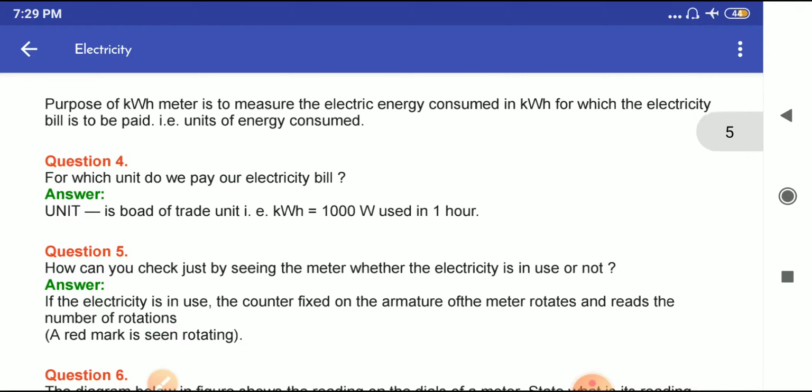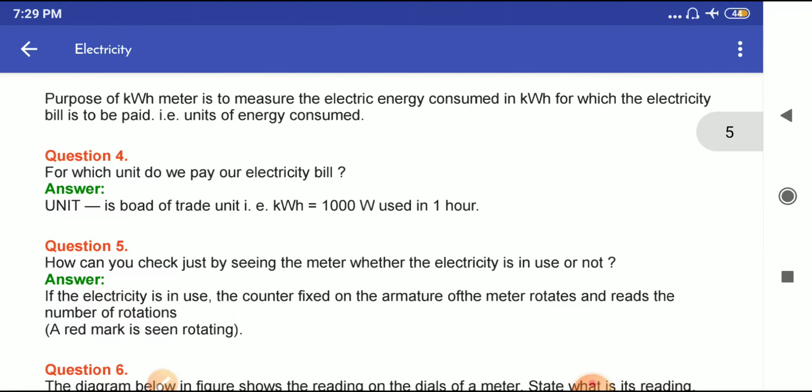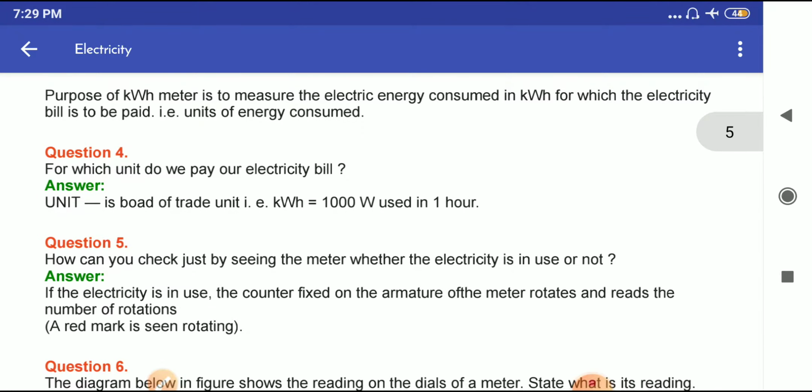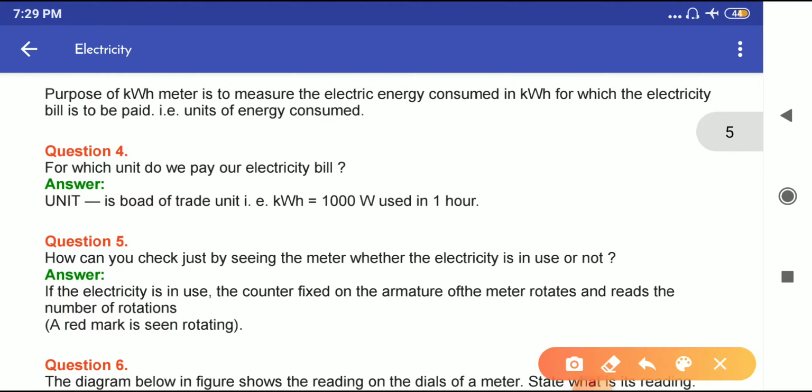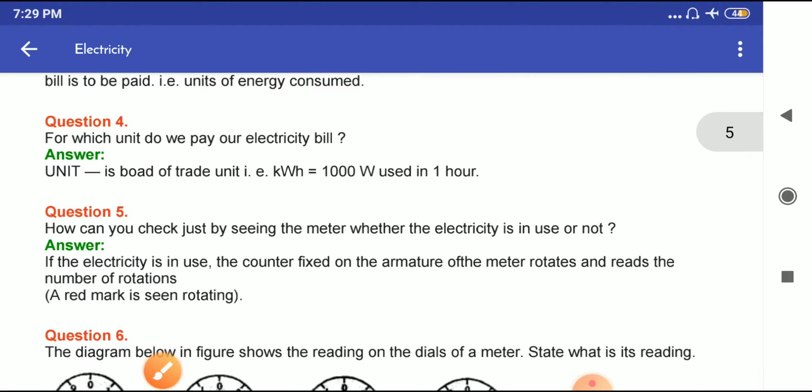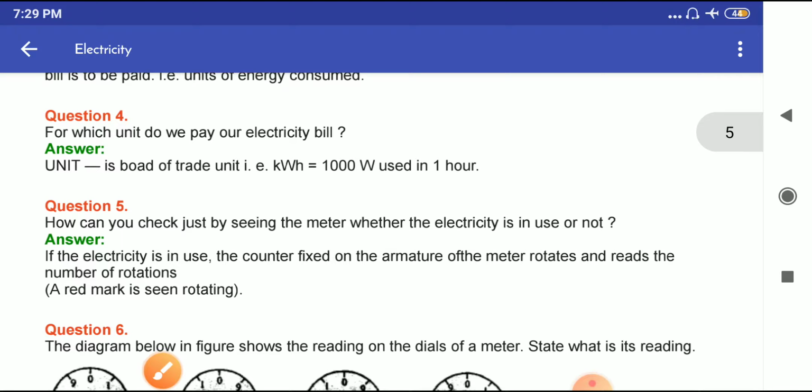Question number 4, for which unit do we pay our electricity bill? Answer, unit is board of trade, B-O-T. Okay, so I add R here. That is 1 kilowatt hour equals 1000 watt used in 1 hour.